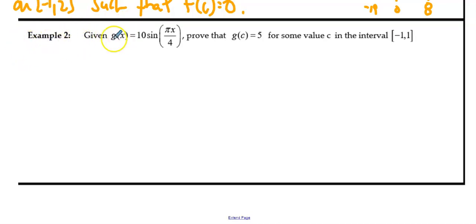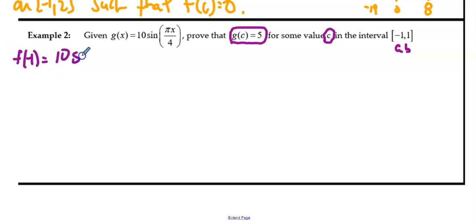Okay, so example number 2, it says, given that g of x is equal to 10 sine of pi x over 4, prove that g of c is equal to 5, for some value c. Again, we don't know where it actually is, but some value c on the interval from -1 to 1. So the first thing we're going to do, and remember this is our a and this is our b, we're going to go ahead and find what f of a is, what f of -1 is.